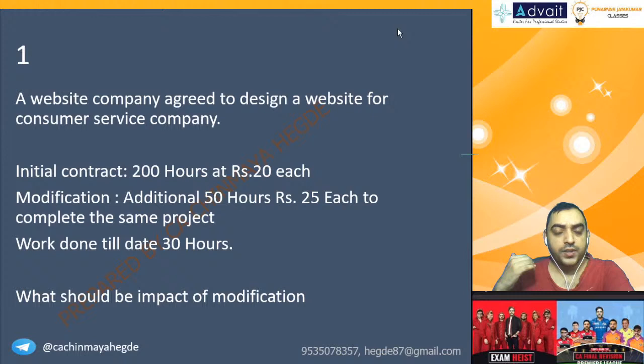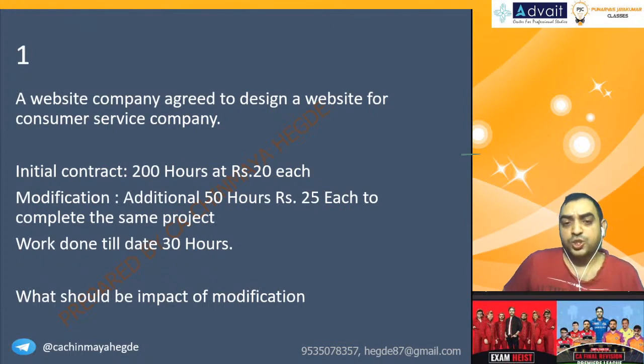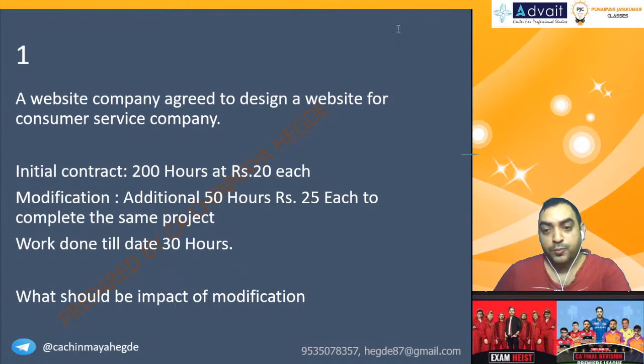Okay, let's go from now. A company agreed to design a website for a consumer service company. The initial contract is 200 hours at 20 each. Modification: additional 50 hours at 25 each to complete the same project. Worked until date 30 hours. What should be the modification?